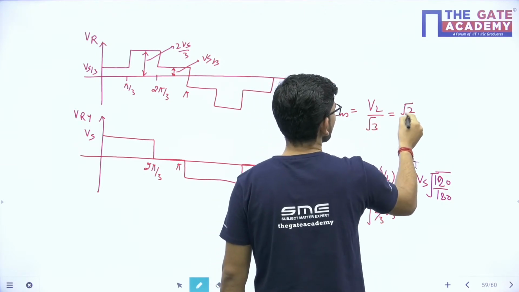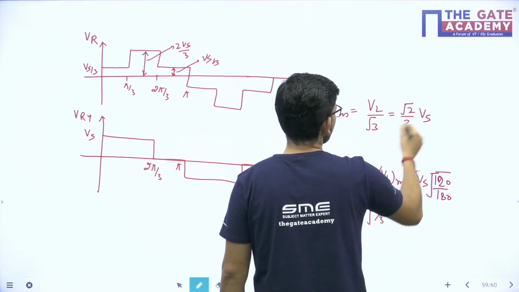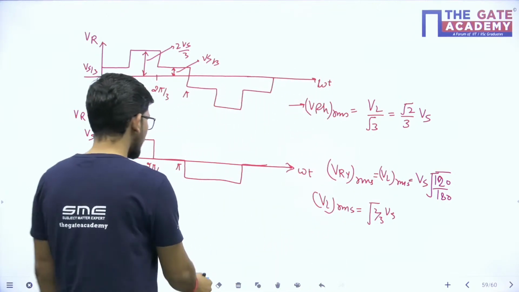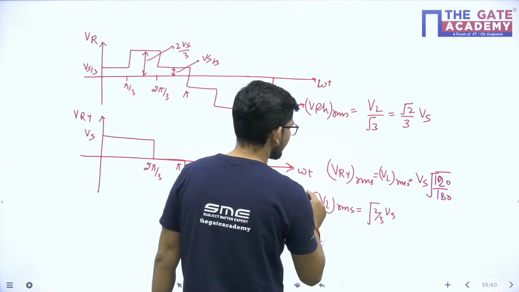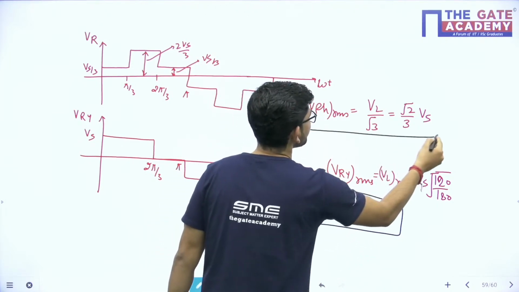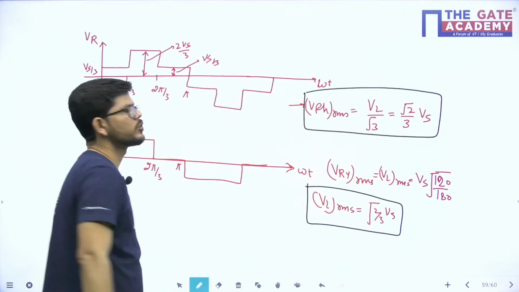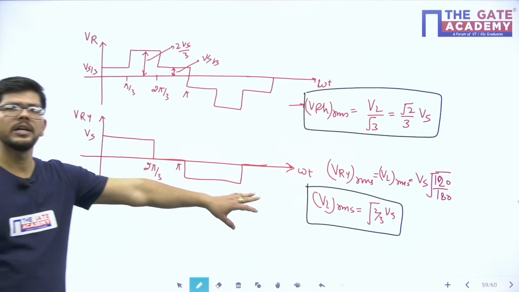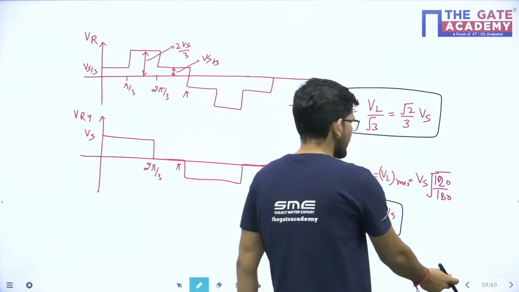So I will be getting root 2 upon 3 Vs here. These are the formulas for calculation of line voltage and phase voltage. You do have to remember these formulas only, and they will do the trick for you. If you can remember these formulas, everything will be done.